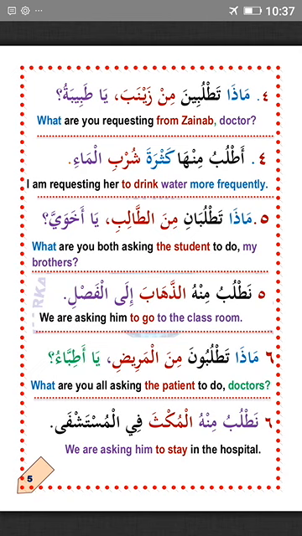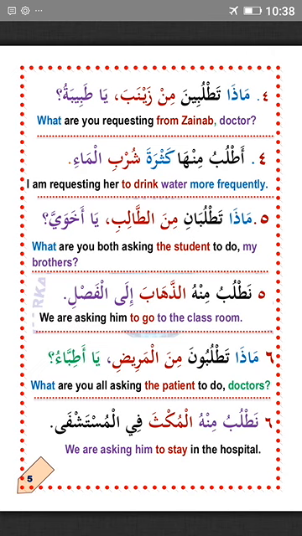6 number 6. ماذا تطلبون من المريض يا أطباء. What are you all asking the patient to do, doctors? Know the answer.